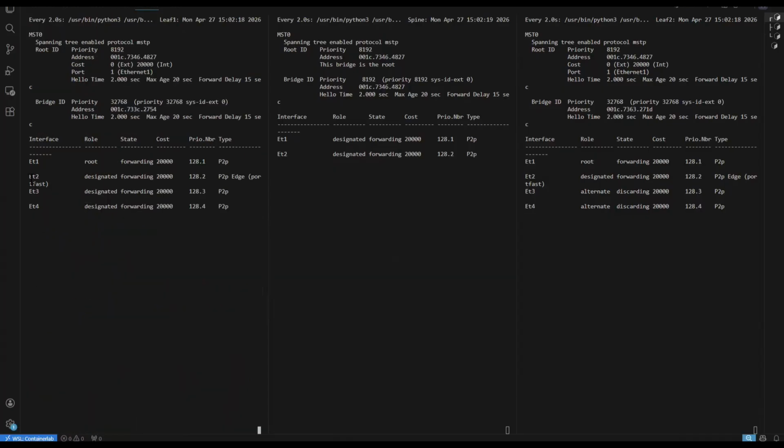Now we can see ET2, because before we were seeing it discarding, right? So this is also good, because in the previous one, instead of configuring port fast on ET2, I configured it on ET1. But we were clearly seeing that ET2 on leaf 2 came to forwarding immediately, but ET2 on leaf 1 took some time. We were able to see that.